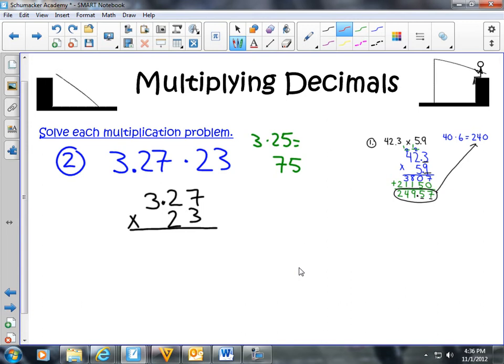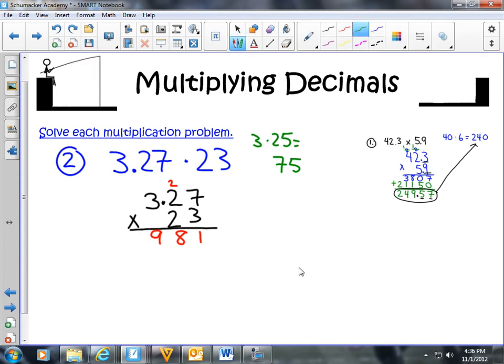3 times 7 is 21. Carry my 2. 3 times 2 is 6, plus 2 is 8. 3 times 3 is 9. It's very important when you're doing this to be neat and stay with your columns. Therefore, you won't make any unnecessary errors that you would have by swaying all your numbers to the right or to the left, putting them in the wrong column. So try to be as neat as you possibly can.